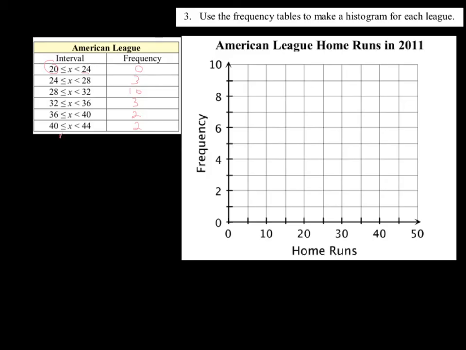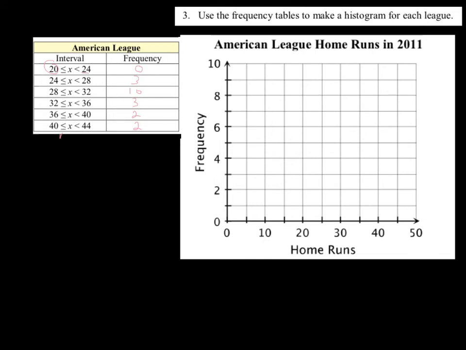So what the handout is asking us to do now is to use this frequency table to make a histogram for each league. So again, let's just focus on the American League and look at our first interval. It's from 20 to 24. So 20 starts here and is going to go to approximately just under 25. So that's how wide each bin is going to be, right? So a bin is the bar width in that histogram.